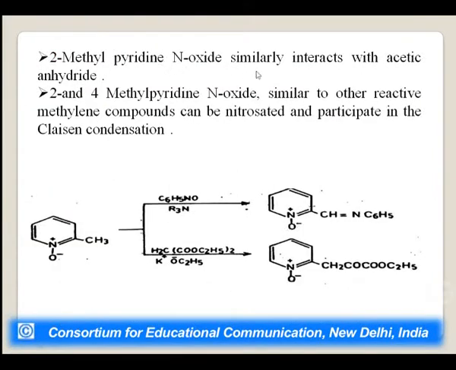2-Methylpyridine N-oxide similarly interacts with acetic anhydride. 2- and 4-methylpyridine N-oxide, similar to other reactive methylene compounds, can be nitrosated and participate in the Claisen condensation. You can see the products. This is the Claisen condensation product. What will be the possible mechanism? First of all, this active methylene compound will give you a carbanion and it will attack this methylpyridine N-oxide.